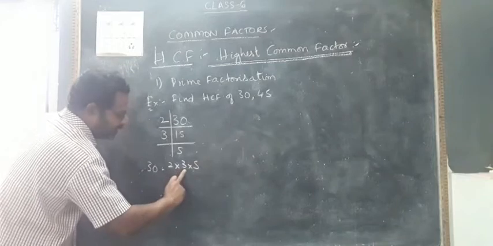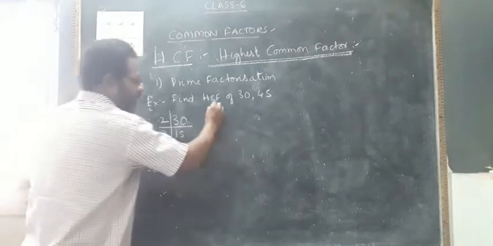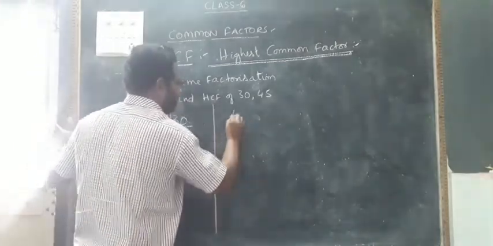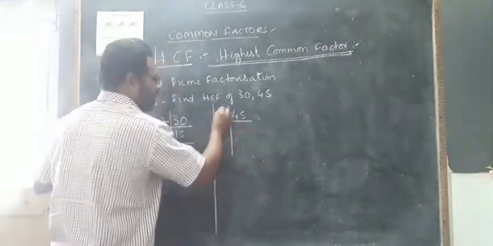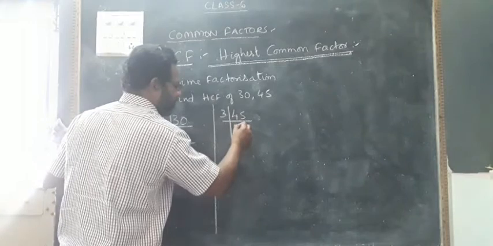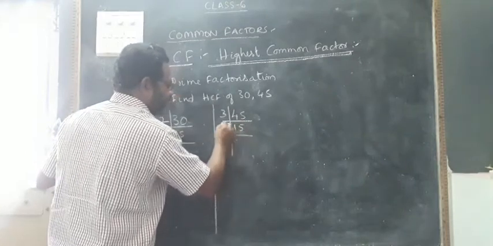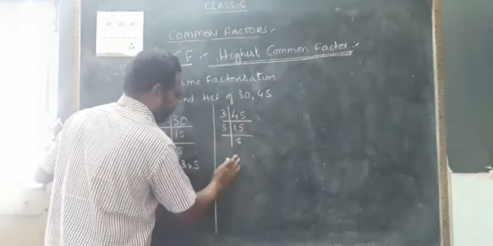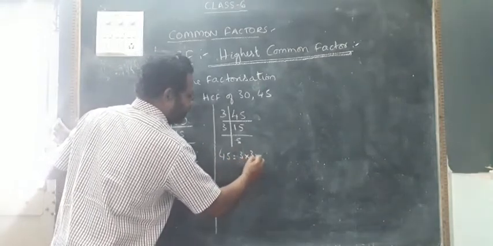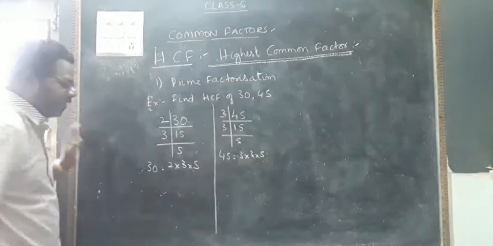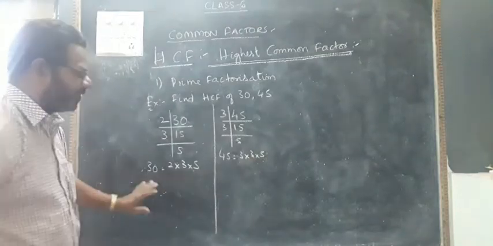2 3s are 6, 6 5s are 30. Like this, we take 45. 45 is not divisible by 2. In the 3 table, 3 1s are 3, 3 5s are 15. Again in the 3 table, 3 5s are 15. So 45 is equal to 3 into 3 into 5. These are the factors of 45, and these are the factors of 30.